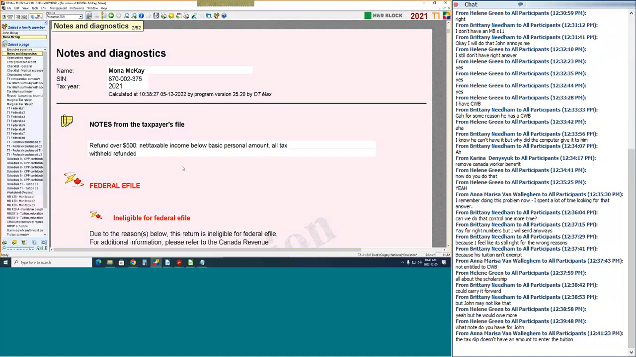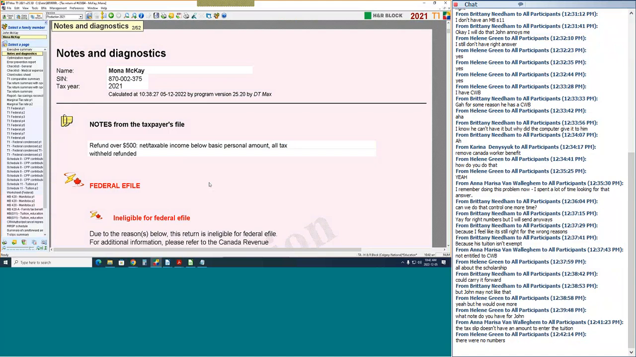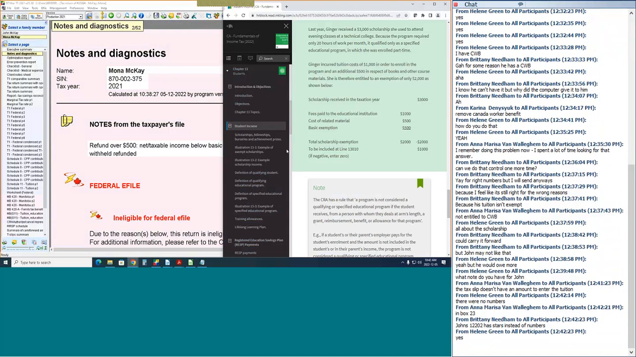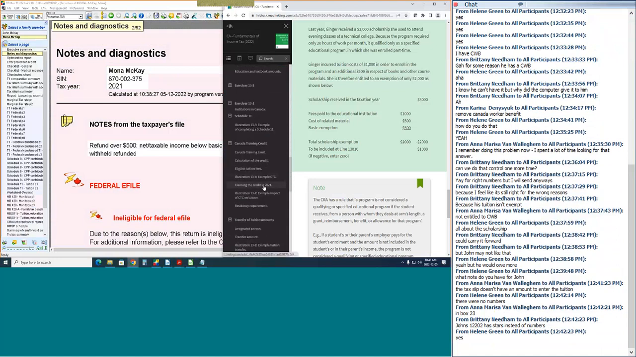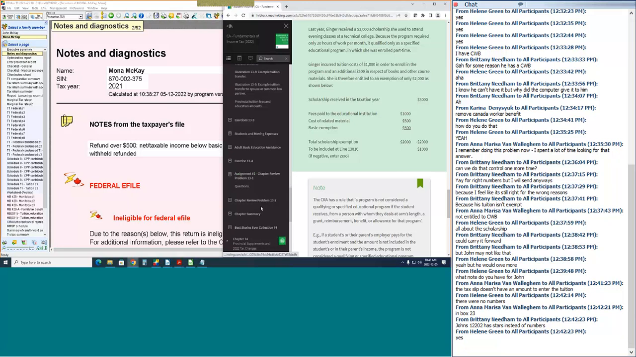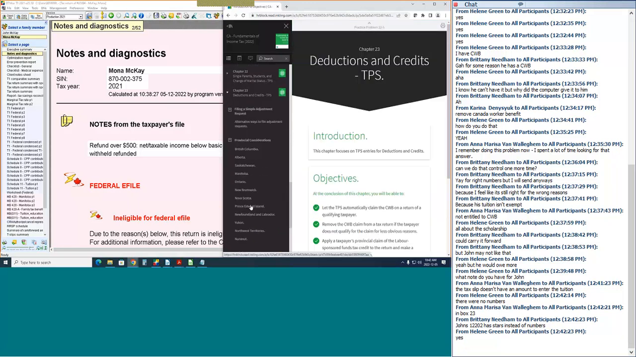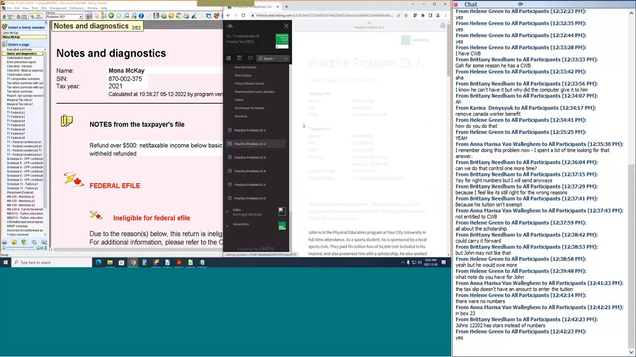Maurice, the tax slip doesn't have an amount to enter tuition. I'm not sure what you mean by that. If you could clarify the question. There were no numbers. Is that in the problem? There should have been numbers. If I go into this one, 23.2.